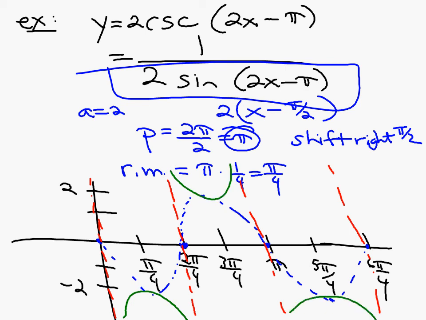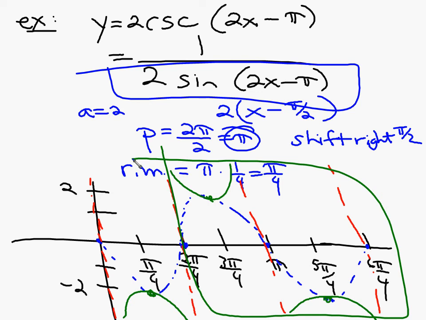And there's my graph of cosecant in green. And I actually did about a period and a half. One period would have technically been this part right there. Okay? And we will stop there for today.